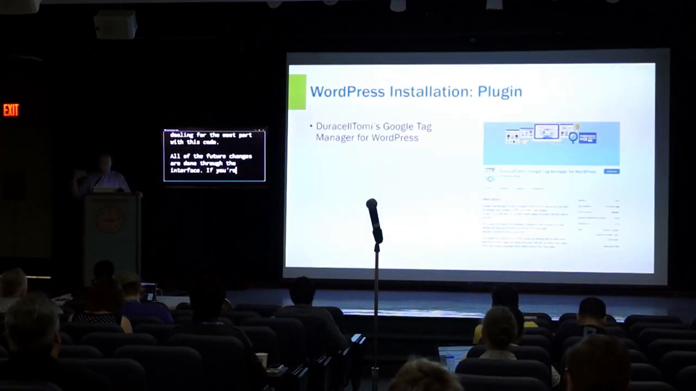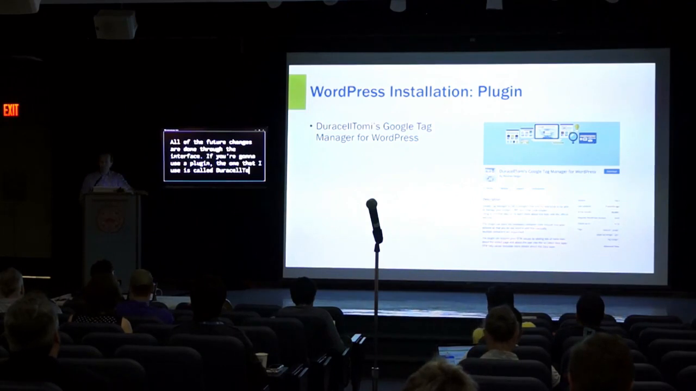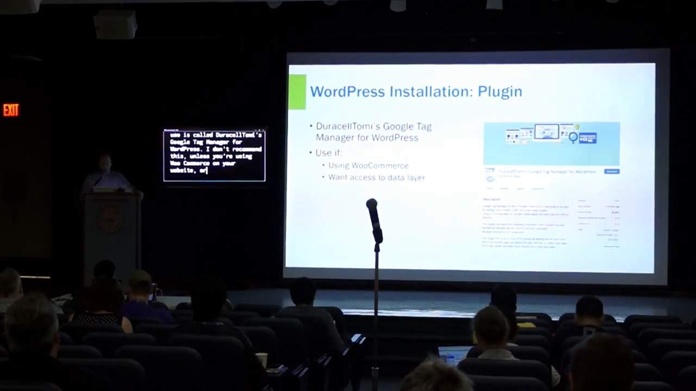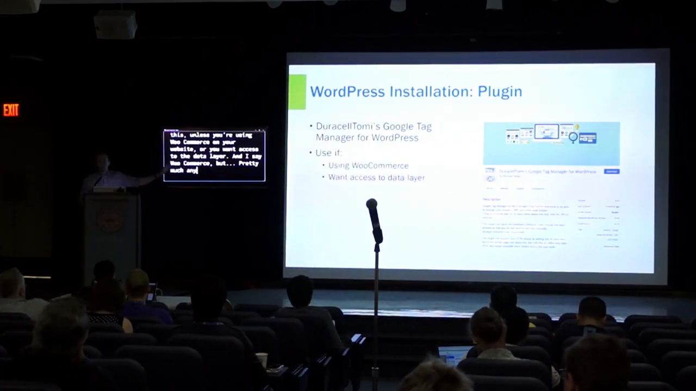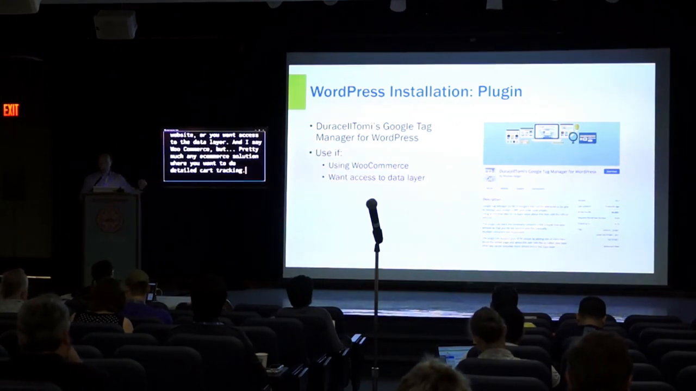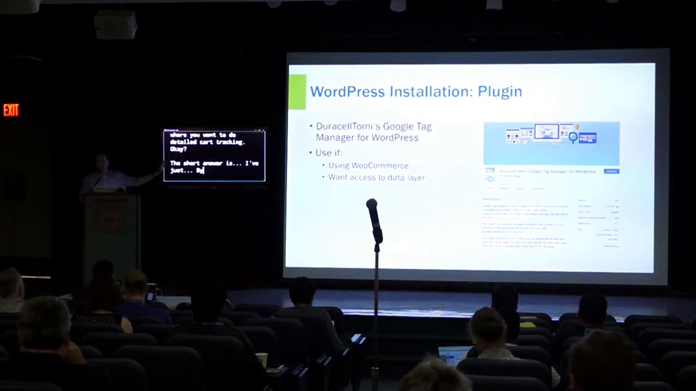If you're going to use a plugin, the one that I use is called Duracell Tony's Google Tag Manager for WordPress. I don't recommend this unless you're using WooCommerce on your website or you want access to the data layer. I say WooCommerce, but pretty much any e-commerce solution where you want to do detailed cart tracking. Okay? The short answer is by experience, this has been the least problematic.